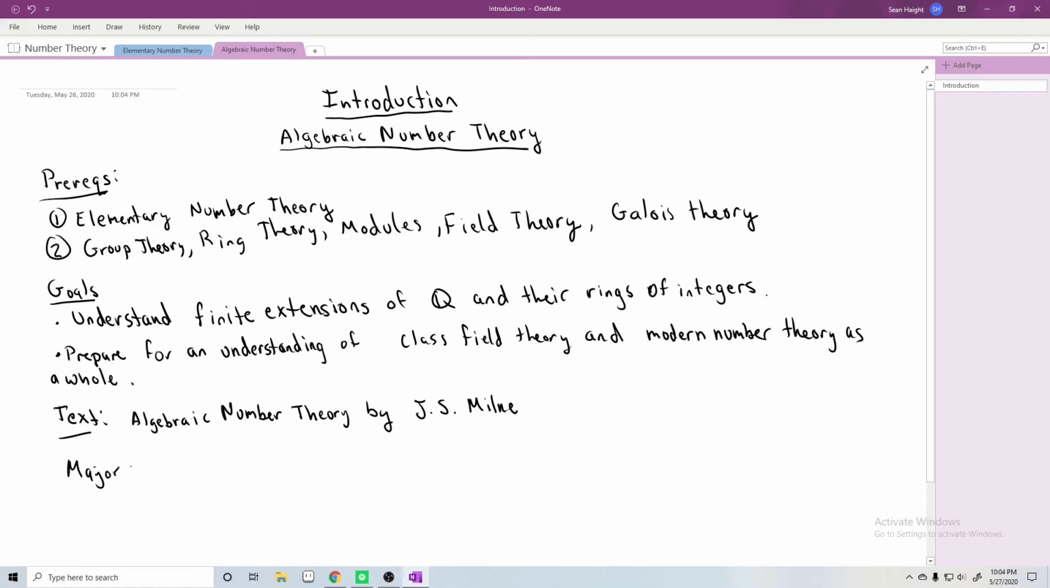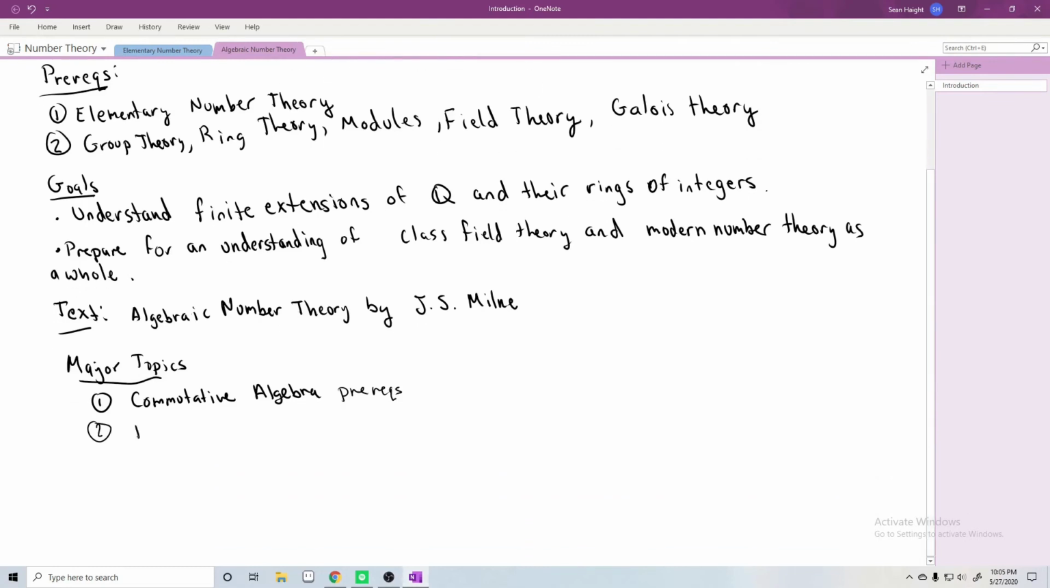What are the major topics that I plan to cover? The first major topic is maybe a little boring but necessary: these commutative algebra prereqs. Rings of integers are commutative rings. As you might expect, it can be useful to study commutative rings in general before we consider the specific case of rings of integers and these number fields. The second major topic is going to be rings of integers. I keep saying this word, rings of integers, so we might want to introduce it pretty early on in our study.